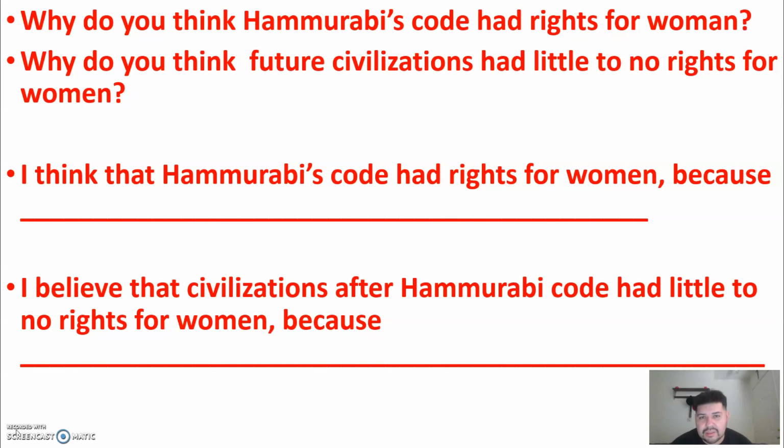The second question, you need to actually do some thinking about it, really focus on it, contemplate it, and that's: why do you think future civilizations had little to no rights for women? From the time of Hammurabi after his code, all the way up until like the Dark Ages, why weren't women given rights? Why weren't they seen as equals to men? Why couldn't they own property and stuff like that? Why were they just seen as the ones who took care of the kids? They're supposed to make babies, and they're supposed to take care of the house.